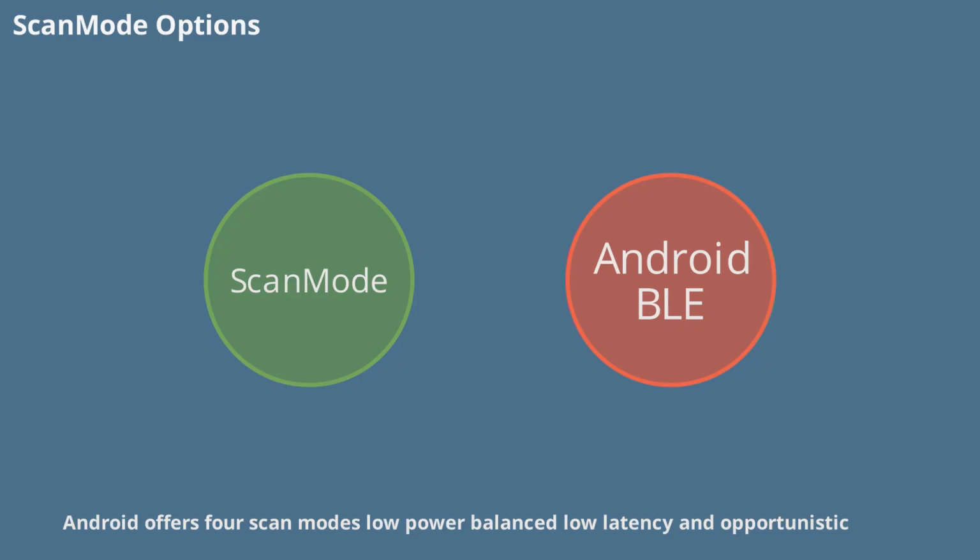Android offers 4 scan modes: low power, balanced, low latency, and opportunistic. Low power mode is ideal for long scans. Balanced mode offers a compromise. Low latency mode scans continuously for quick results, and opportunistic mode depends on other apps scanning. Most developers use low power or low latency depending on their needs. Avoid opportunistic mode unless absolutely necessary.